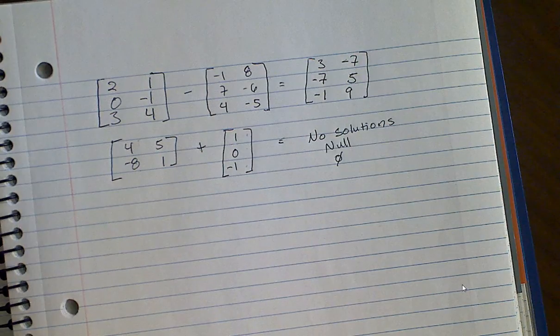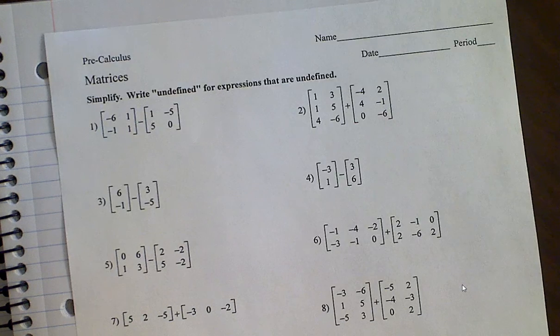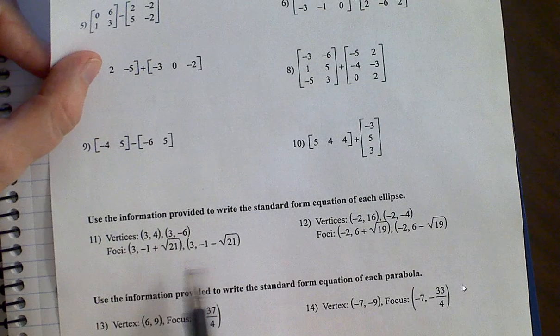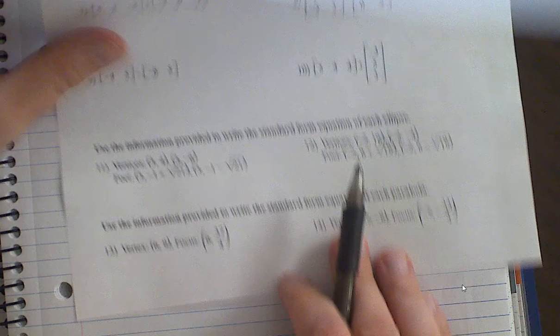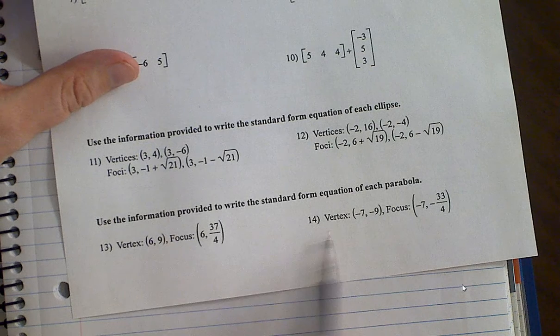So for today's assignment, it is going to look shockingly like this. 1 through 10, you're just adding the two matrices together if it's possible. And then 11, 12 is review about ellipses. 13, 14 is review about parabolas. So good luck.